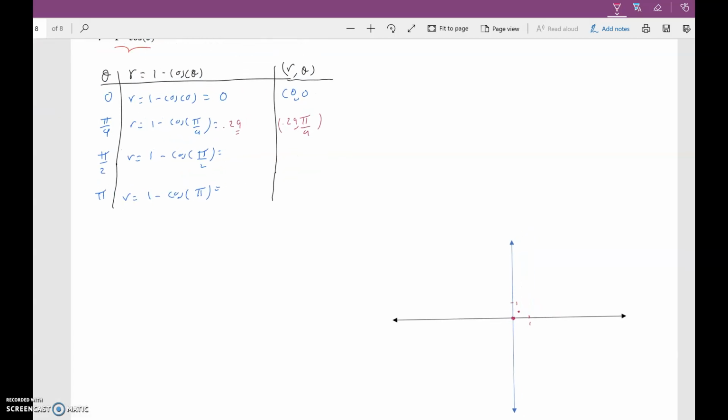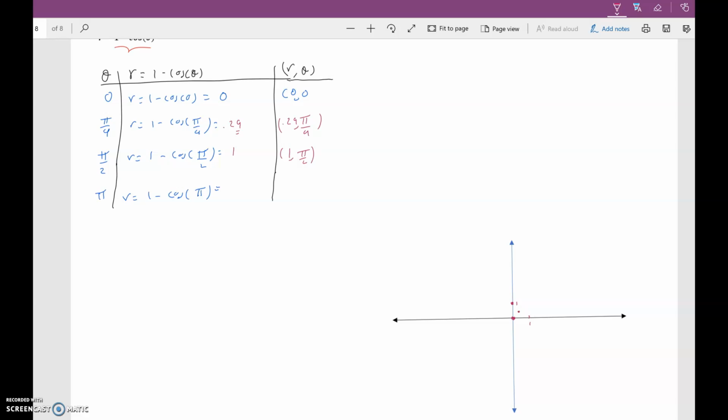Okay, next one is going to be pi over 2. And I'm getting that this is, actually, wait, cosine, let me double check this one. Yeah, I'm getting 1. So this one's going to be at 1 comma pi over 2. So technically it's here. And then the last one's going to be at pi.